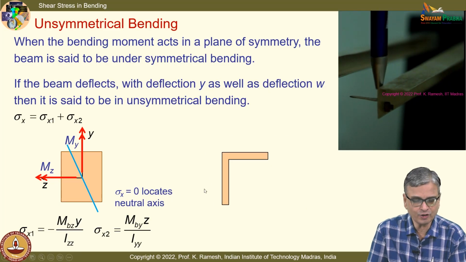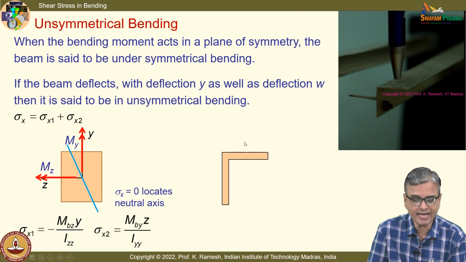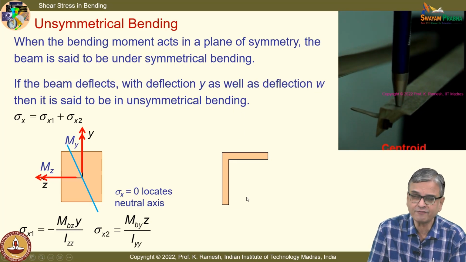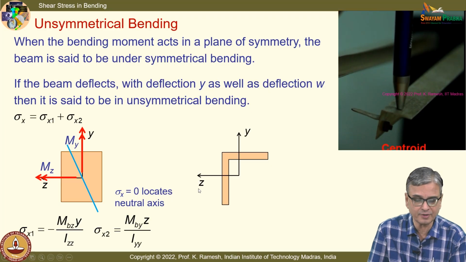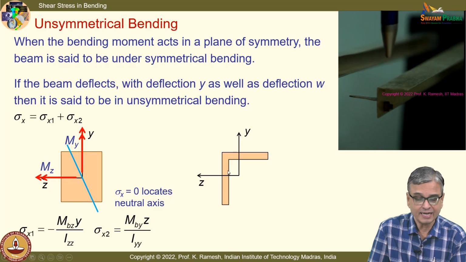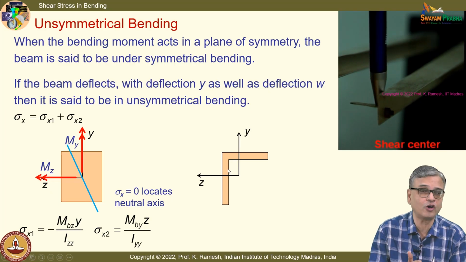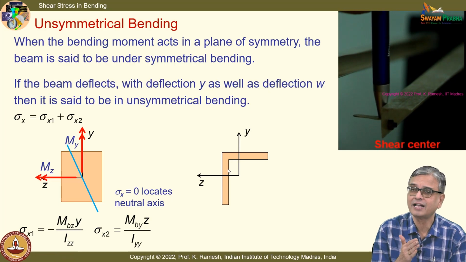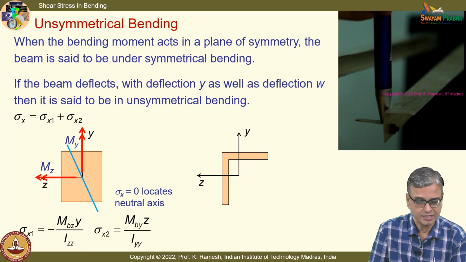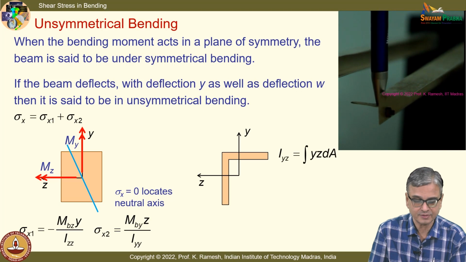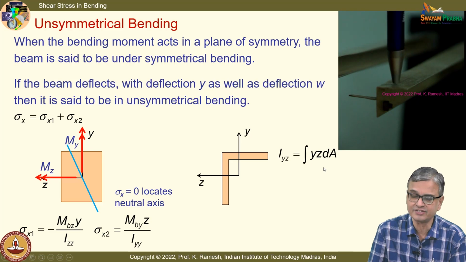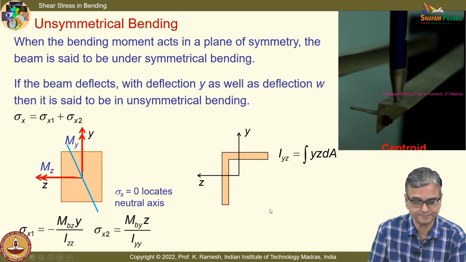Now, I have taken a cross section which does not have a plane of symmetry. When I do not have a plane of symmetry, what is the first thing that you come across? If I have the reference axes as z and y, I would definitely have a magnitude for the product of inertia IZY. It will not go to 0. Or IYZ, whichever way. IYZ equal to integral YZ dA. This will not go to 0.